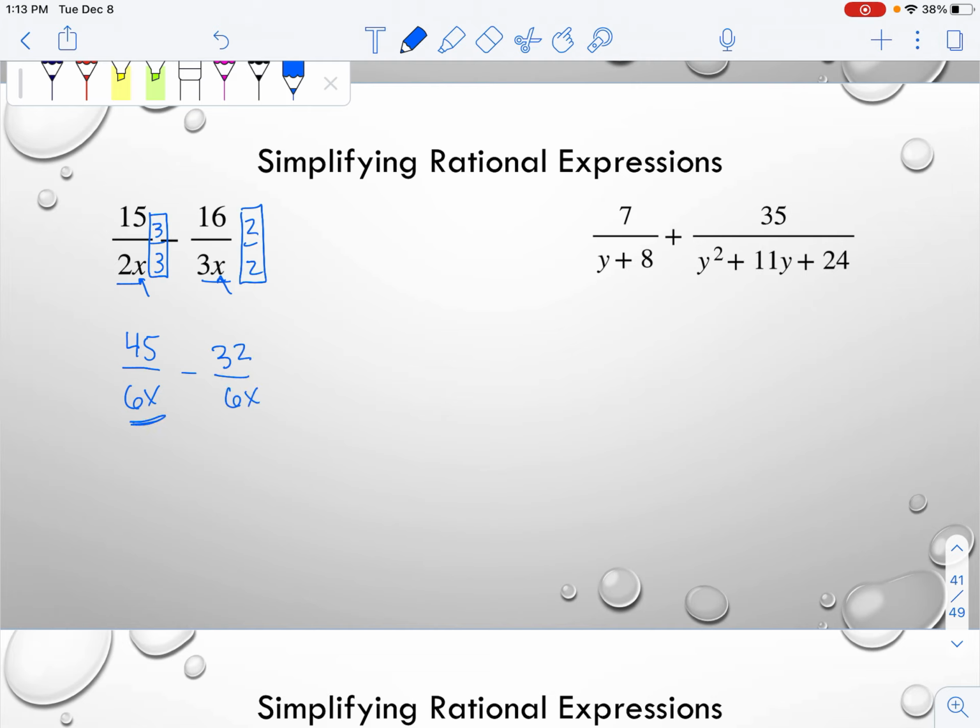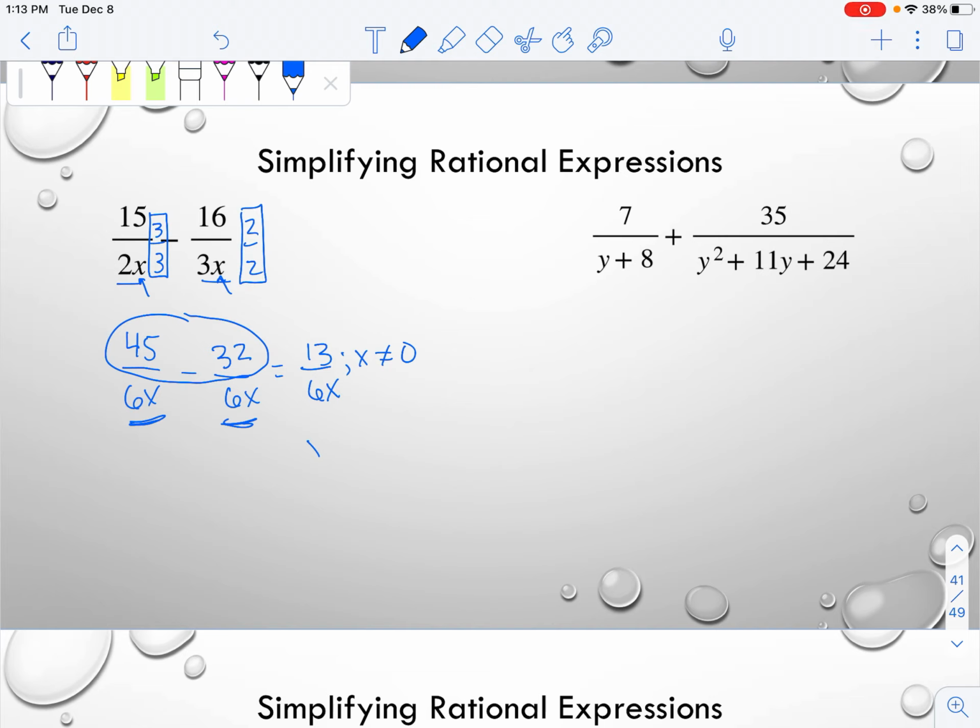Now my denominators are the same, so I can proceed. 45 minus 32, clean up our numerator here. It's 13 over 6x. And x cannot equal 0. So nothing more I can do with that because 13 and 6 have no common factors.